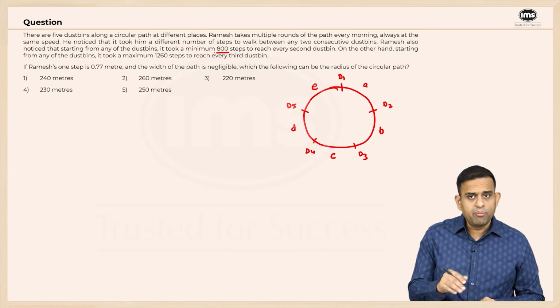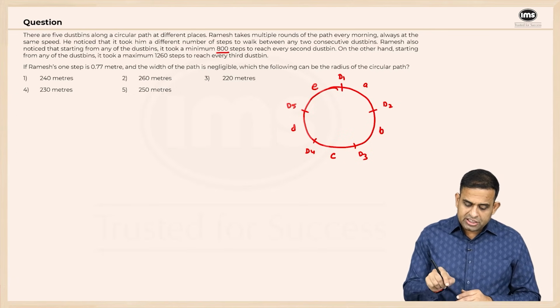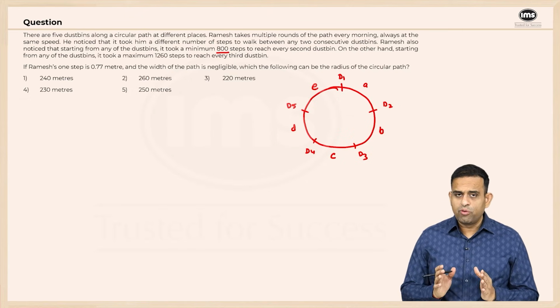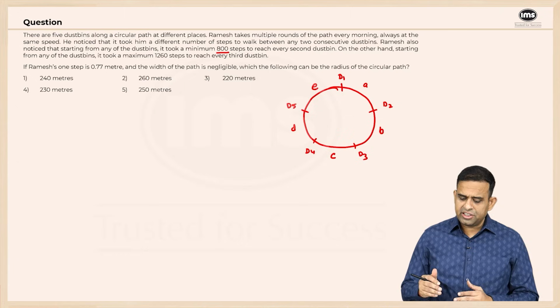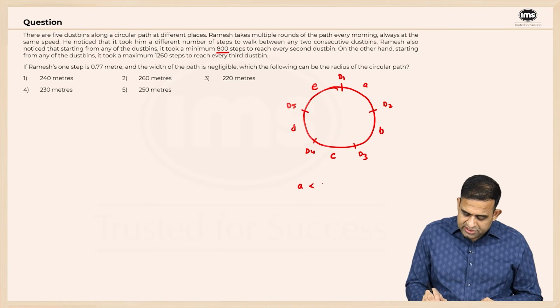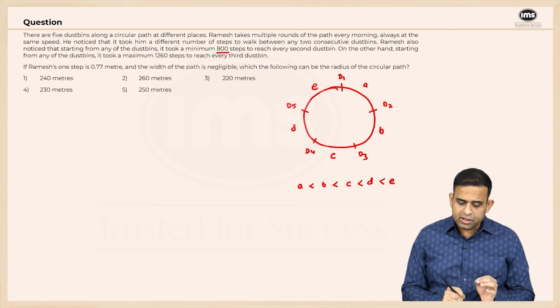Minimum 800. It can be more than this also, but the least possible is going to be 800 to reach every second dustbin. For the sake of convenience, I will assume that A, B, C, D, E are in ascending order, A less than B, to make my life simpler, because we can have other scenarios also.